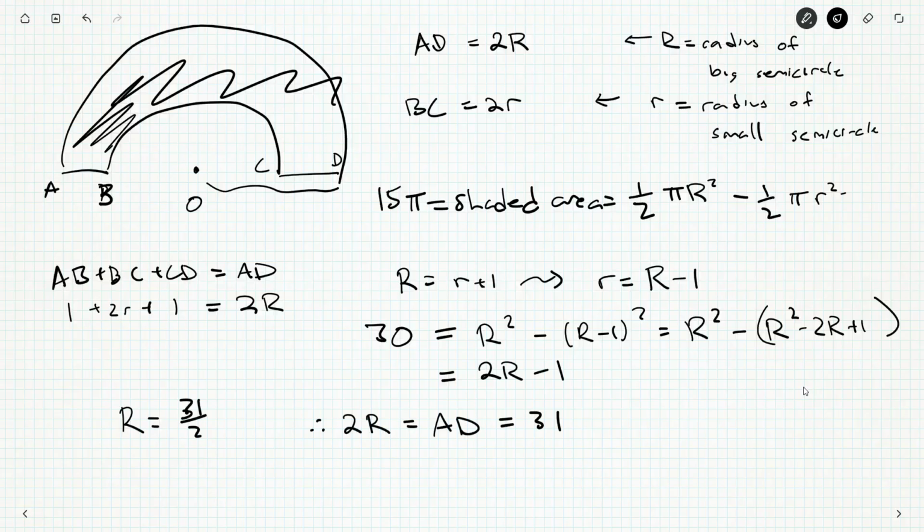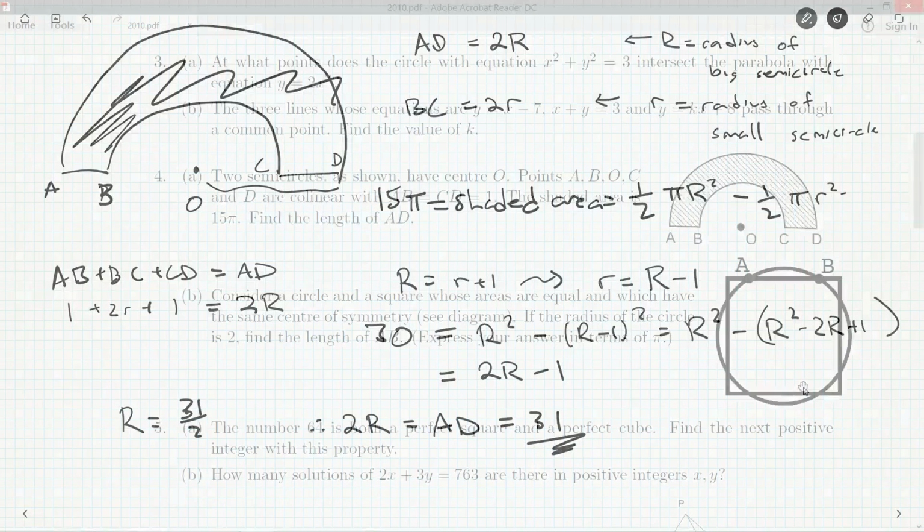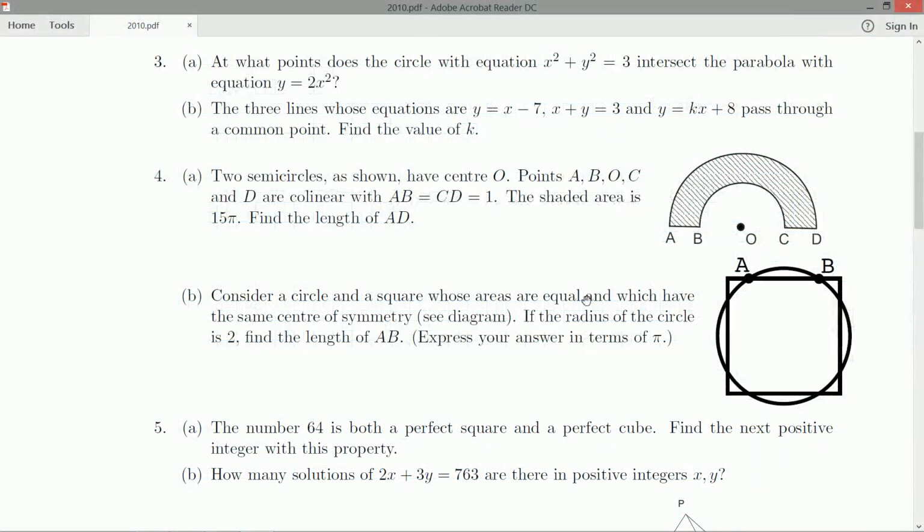Okay, not bad at all. So 31, that's going to be the answer that they were asking for, and we've explained how things go together to find that.